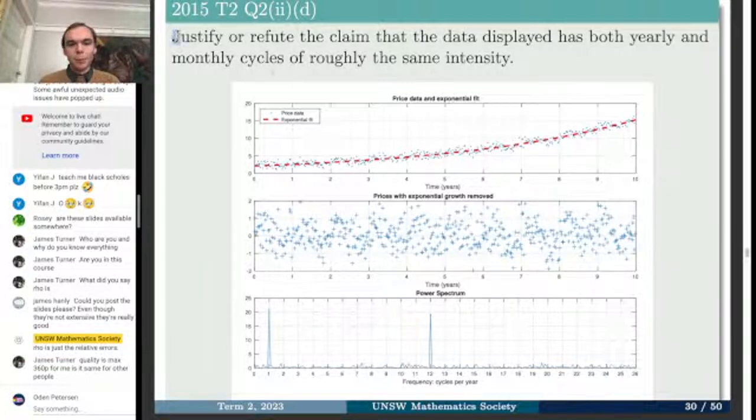And so I guess we can justify or refute the claim that the data has both yearly and monthly cycles of roughly the same intensity. Well, if we look at the power spectrum, they're roughly the same height at 1 and at 12. So yeah, I guess this is a reasonable thing to say, that there's an annual cycle and a monthly cycle in this time series.